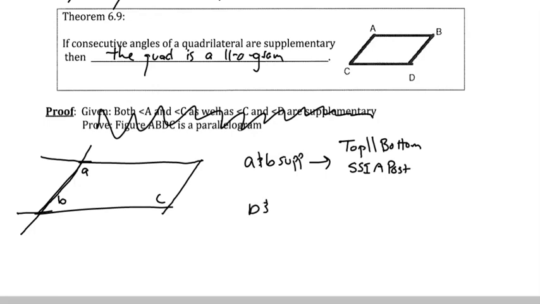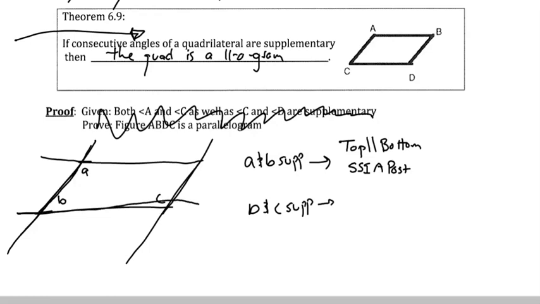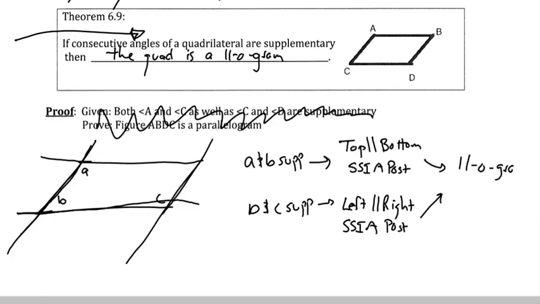Next one, if B and C are supplementary, which is one of the things we are assuming is true, that's our hypothesis, then we would now know, think of this and that, and here's the transversal. B and C are SSIA as well, so this would make it so that the left is parallel to the right, also by SSIA postulate. And if the top and bottom are parallel and the left and right are parallel, then it is going to be a parallelogram by definition of parallelogram.